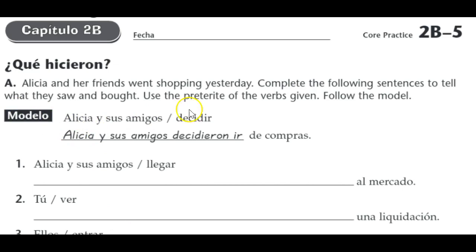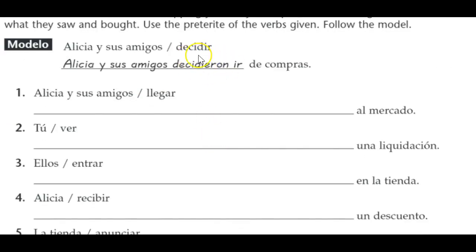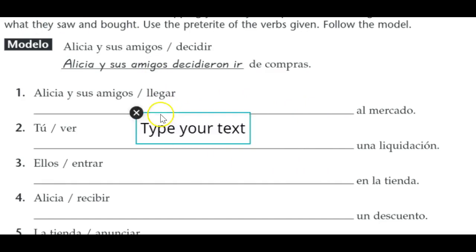And look at the modelo. Look at the example. Alicia y sus amigos, and then we have the verb decidir, and then de compra. So all we're doing is filling in what they decided, right? So we're going to say Alicia y sus amigos, Alicia and her friends decided. So we need to know the past tense of these verbs. So let's look at number 1. Alicia y sus amigos. We're going to say that they arrived at the market, right?